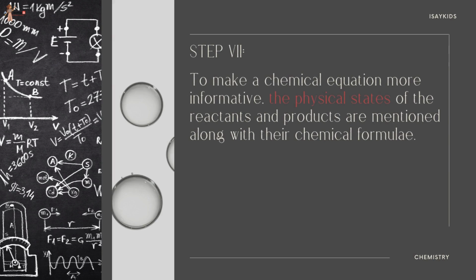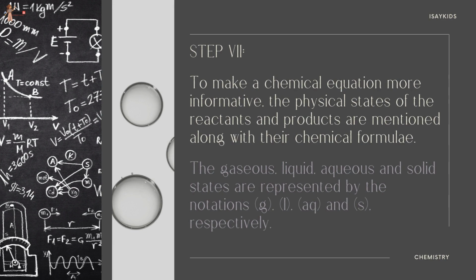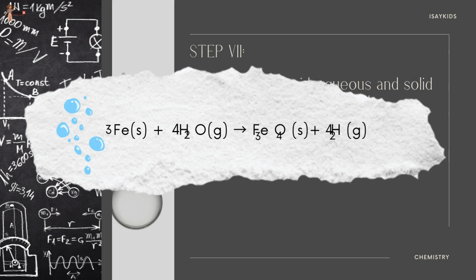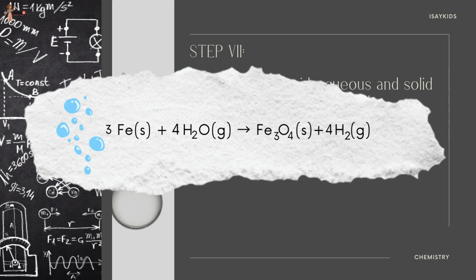Next step is to make a chemical equation more informative. The physical states of the reactants and products are mentioned along with their chemical formula. The gaseous, liquid, aqueous, and solid states of reactants and products are represented by the notations g, l, aq, and s respectively. The word aqueous is written if the reactant or product is present as a solution in water. The balanced equation becomes 3Fe(s) + 4H2O(g) gives Fe3O4(s) + 4H2(g).